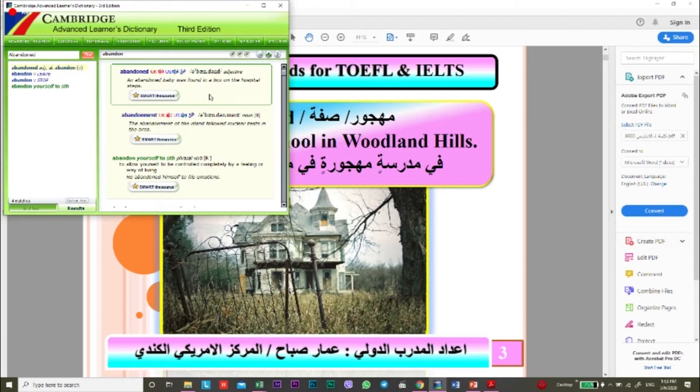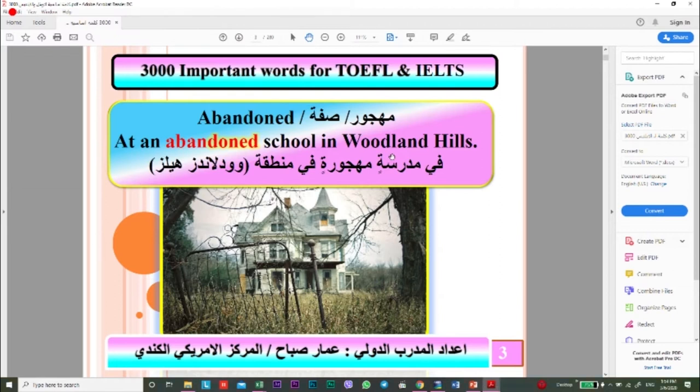Abandoned, okay. So, an abandoned baby was found in a box, on the hospital steps. An abandoned or left-behind baby was found in a box, on the steps of the hospital. Clear? Abandoned. Clear? Okay. Adjective.